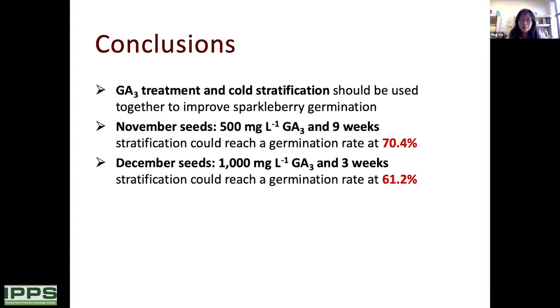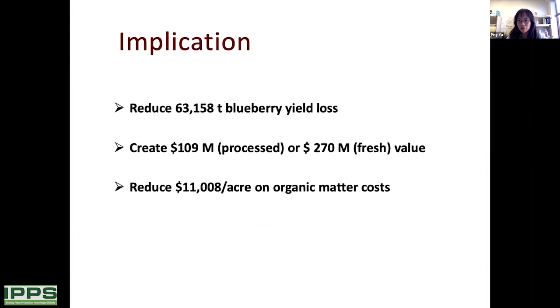And for December states, around 60% of the germination rate could be reached with 1,000 milligram per liter GA and 3 weeks of co-certification. So what does that mean? We wanted to know what that means. So this study increased the sparkberry germination from 43 to more than 70%. That means we can produce it on a large scale and can use it as a rootstock.